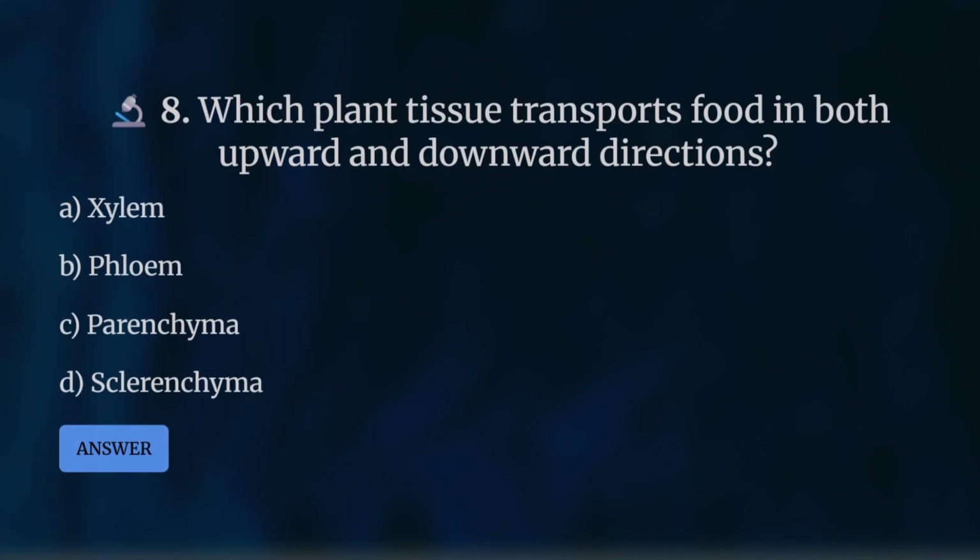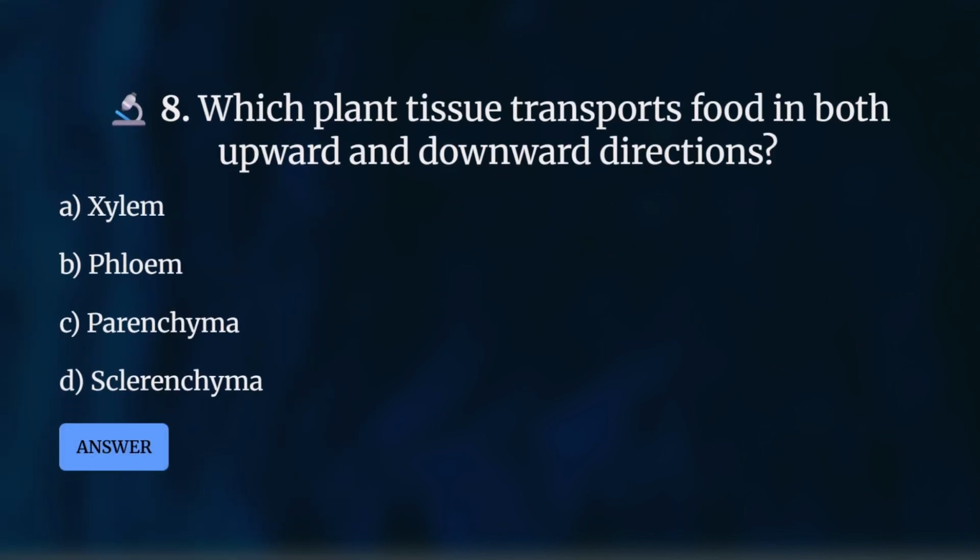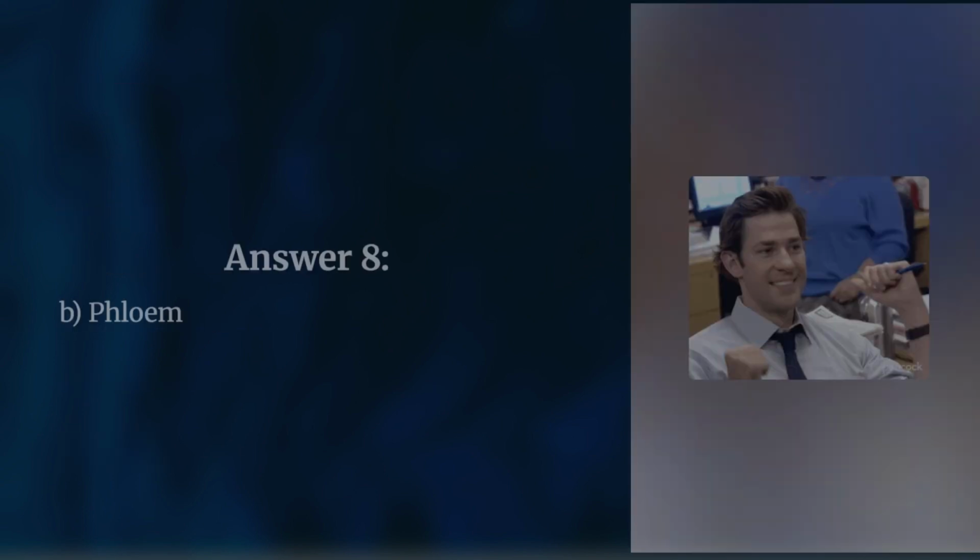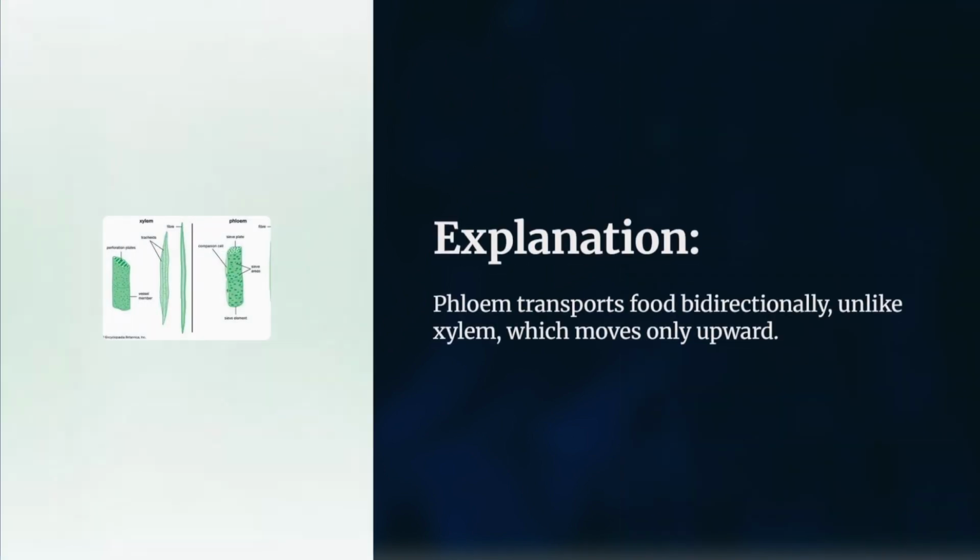Let's see question number 8. Which plant tissue transports food in both upward and downward directions? The options are A. Xylem, B. Phloem, C. Parenchyma and D. Sclerenchyma. The correct answer is phloem. Phloem transports food bidirectionally, unlike the xylem which only moves water upward.